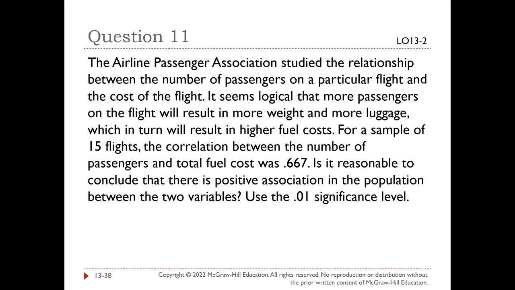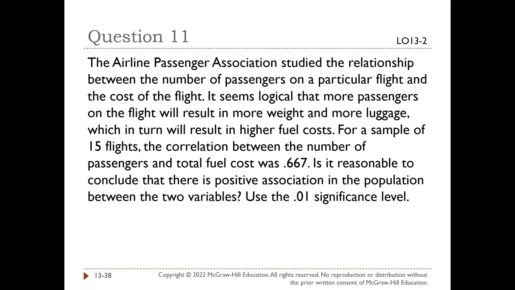Alright, so the first thing that we have to determine is our null hypothesis and our alternative hypothesis. Now, since they're looking at a positive association in the population between the two variables, this tells me that they want to look at greater than 0. So rho, that lowercase p, for null has to be less than or equal to 0. Well, our alternative is going to be rho greater than 0, because we want to show that there is a positive association. We want to reject the null.